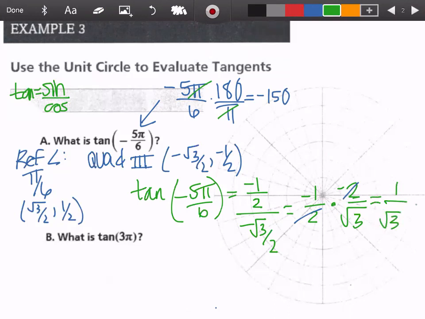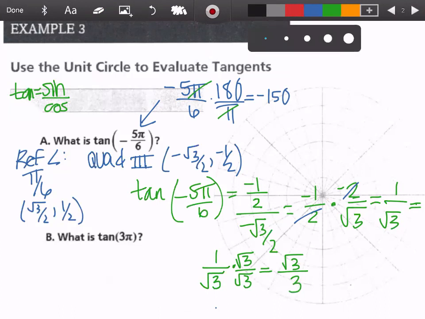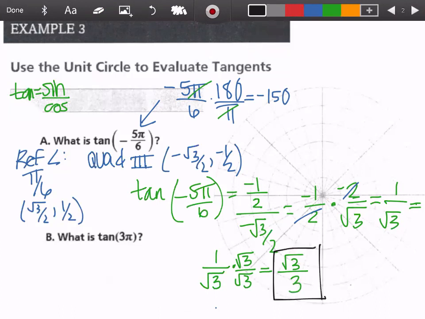Well, 1 over root 3, we can't have a square root in the denominator. So that takes us back to rationalizing, where we have to multiply the top and the bottom by square root of 3. 1 times square root of 3 is square root of 3. Square root of 3 times square root of 3 is 3. So our final answer for the tangent of negative 5 pi over 6 is square root of 3 over 3.